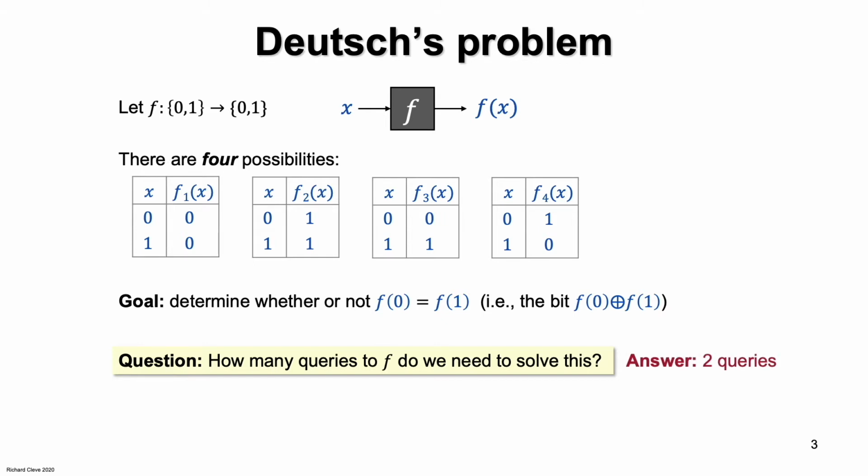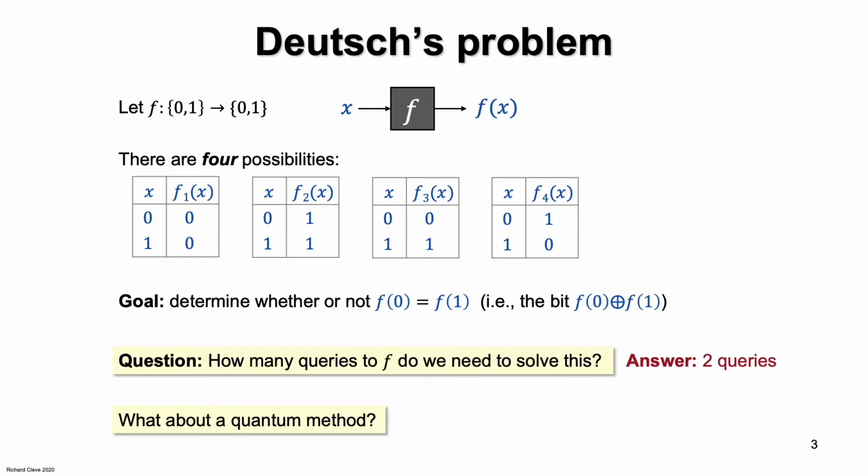Okay, is your answer 2? The point is that 1 query is not enough. For example, suppose you made a query at 0 and determined the value of f at 0. Then f of 1 could be the same value, or it could be a different value. So you don't know which case you're in based on just knowing f of 0. How many queries do we need for a quantum method?